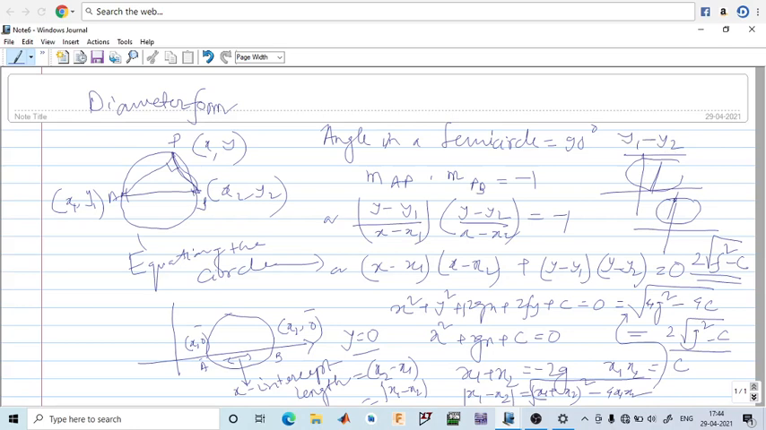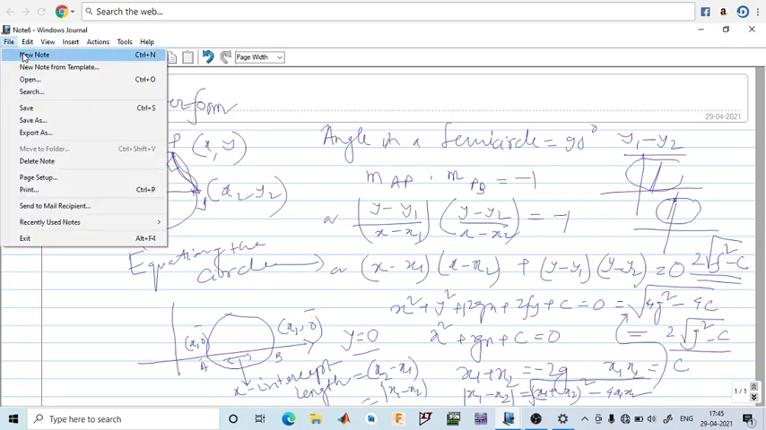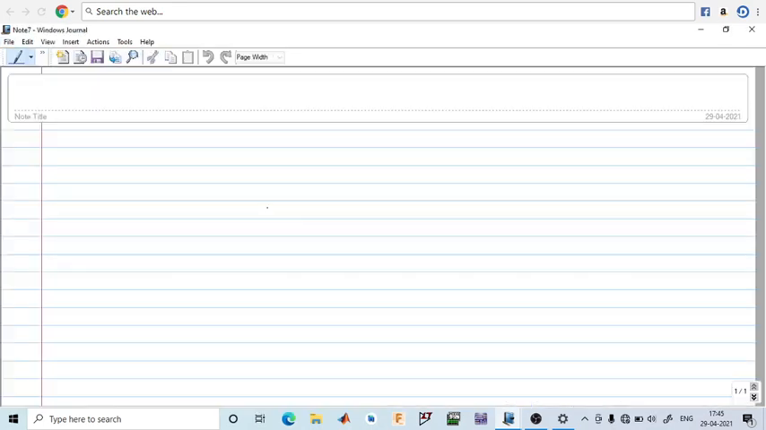So the next topic is parametric form. So let's go to the new note and discuss the parametric form of a circle. I hope in straight line you have gained some knowledge about parametric form. So let us do it on the circle also.